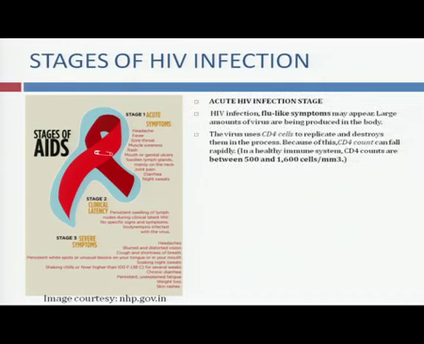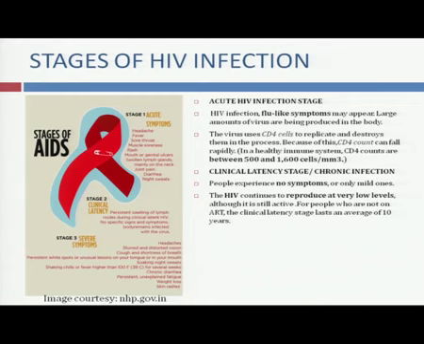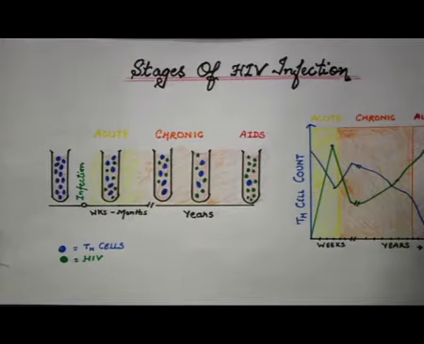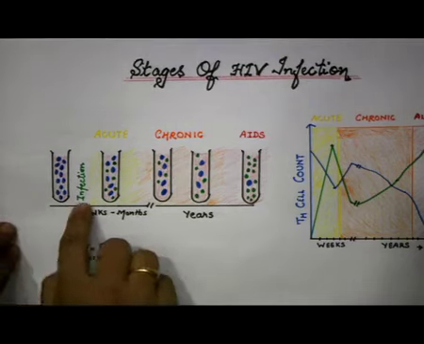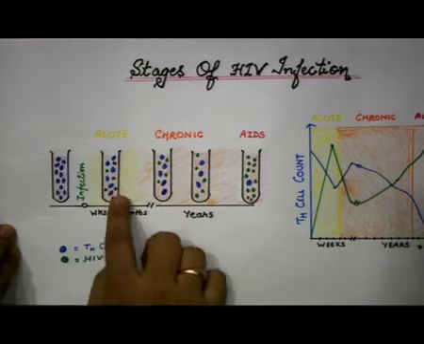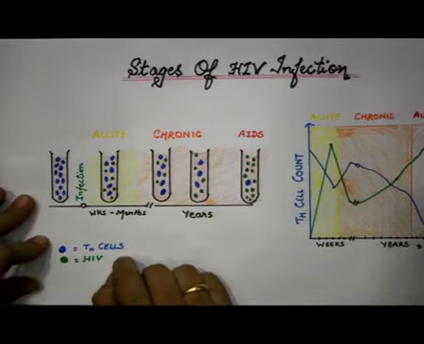The first stage is the acute HIV infection stage, followed by the clinical latency stage or chronic infection stage, and finally AIDS. Let us see what happens in each of these stages. During the acute infection stage, what happens? The flu-like symptoms appear in the initial weeks. When the infection has just occurred, the symptoms of flu will appear, and people have been reported to say that it is the worst flu ever.